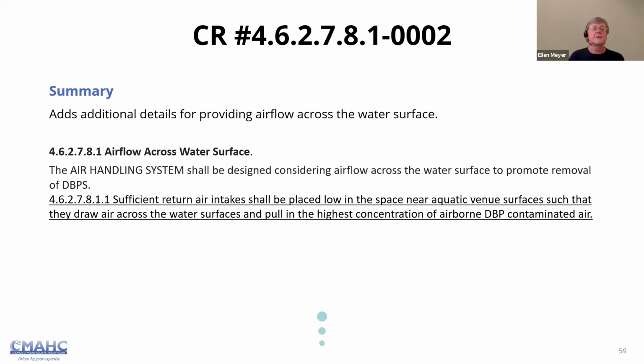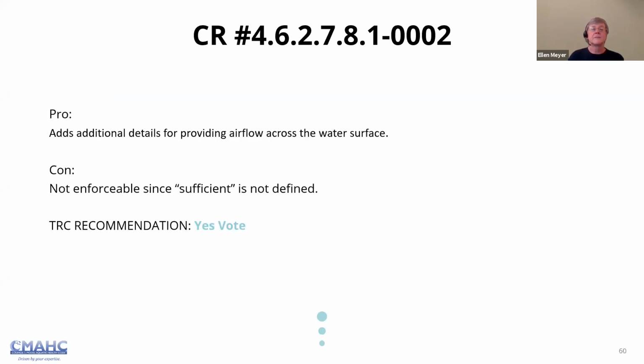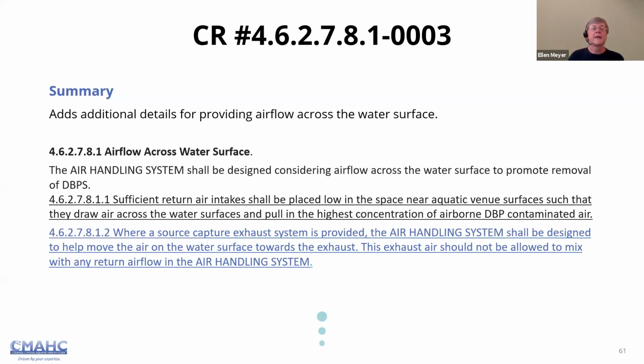Objections there were to this one, I think we handled. Actually, I don't think we reworded this one, but there was a concern about what is sufficient and is it enforceable or not. The TRC did vote yes for this one because we think it's still useful, because we definitely need to get those DBPs away from the swimmers.